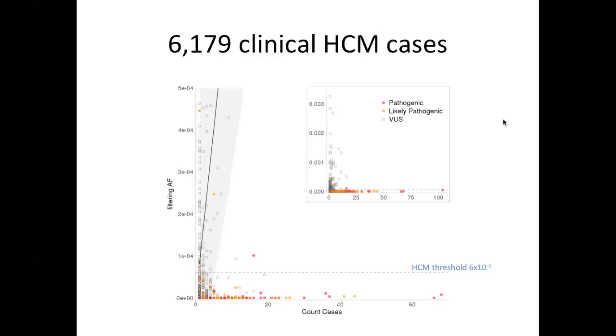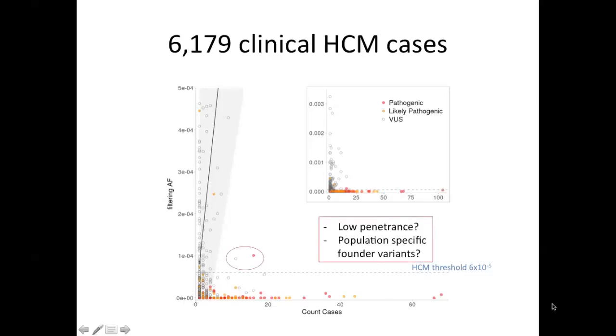As you can see, the known pathogenic variants that are red tend to lie along the x-axis and are incredibly rare in controls, nowhere near our HCM threshold line. But there are a couple of variants that pop out and look really funny compared to the rest of the distribution. And the question here was, what are these variants? Particularly there's one here that's obviously been identified as pathogenic.